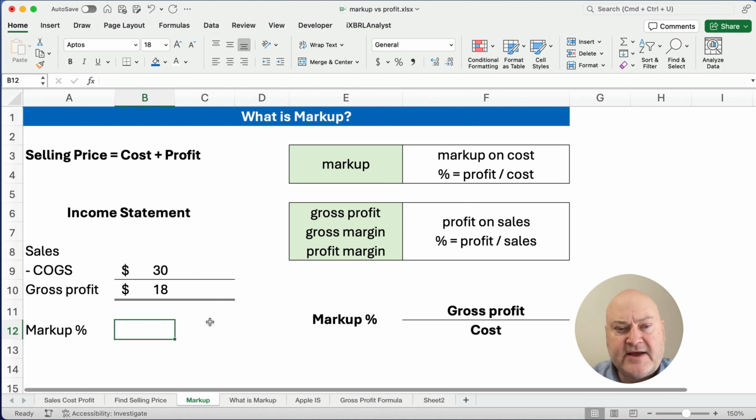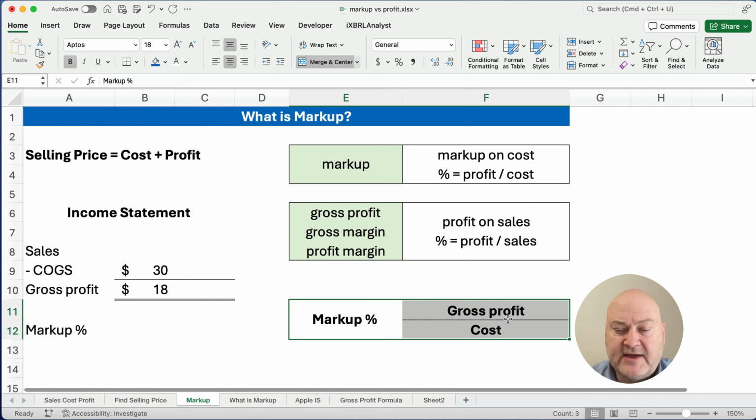So here's the idea. If we have items that we sell, we have a cost, and to that we add some amount of profit or some markup to equal the selling price. So the idea of markup is really the profit on the cost, or the markup on cost, and we can calculate the markup percentage by saying your profit, or your gross profit, divided by your cost. That will give us the percentage amount. So we take the profit and add it to the cost, and that's markup in that case.